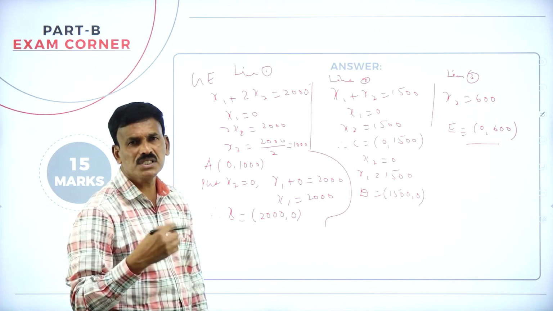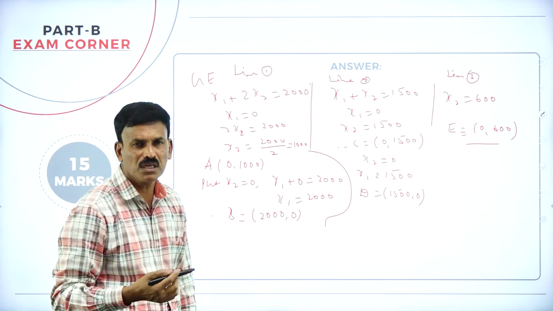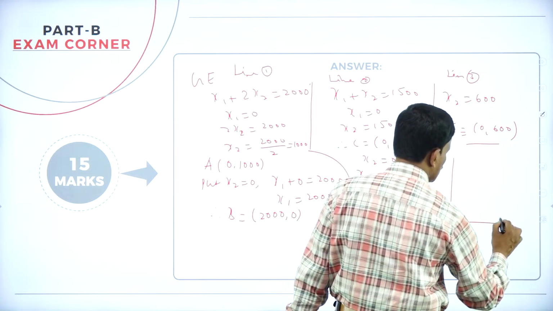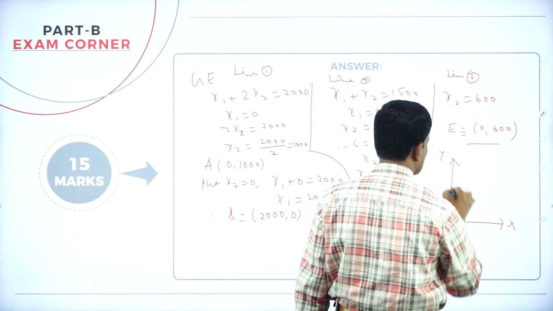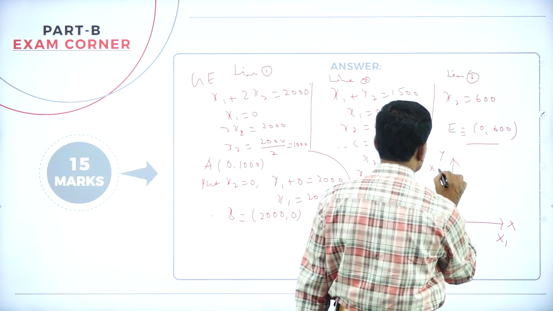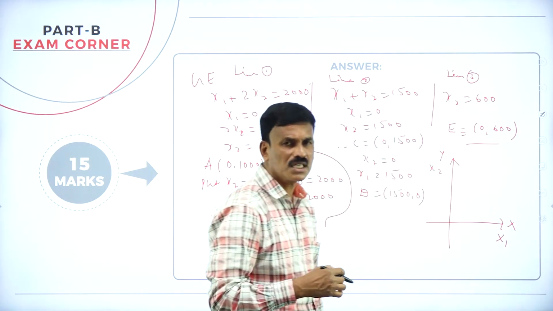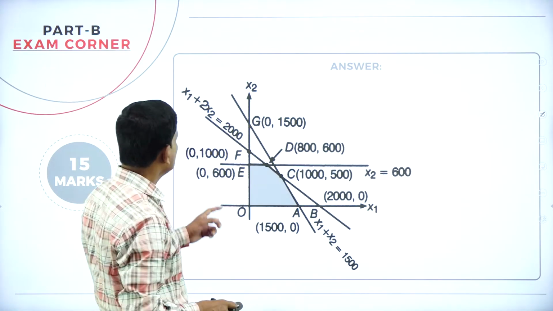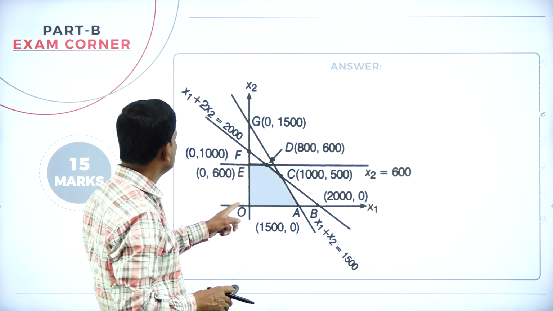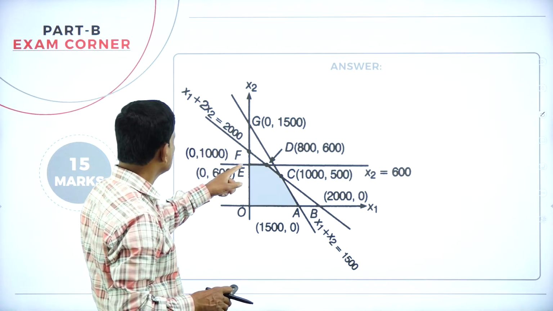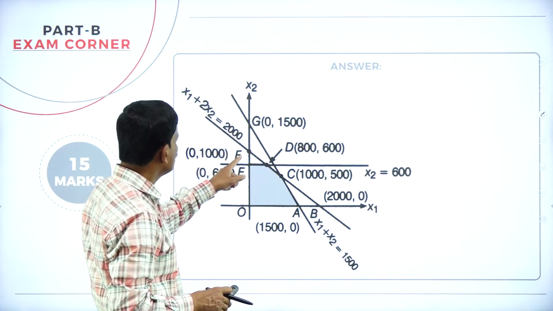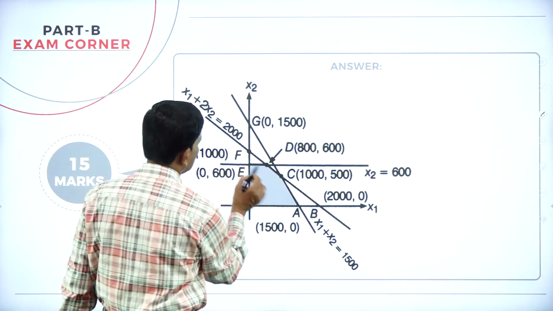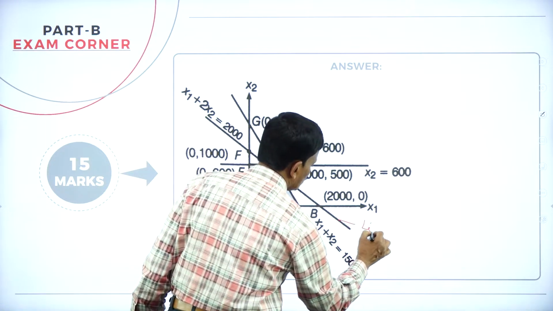Now let us represent this on a graph sheet. Let us take a suitable graph on the x and y axes, or x1 and x2. Take a suitable scale and draw the graph. So I will draw the graph here. x is equal to 0 and y is equal to 1000, that is the first line we are going to get. This is line 1.